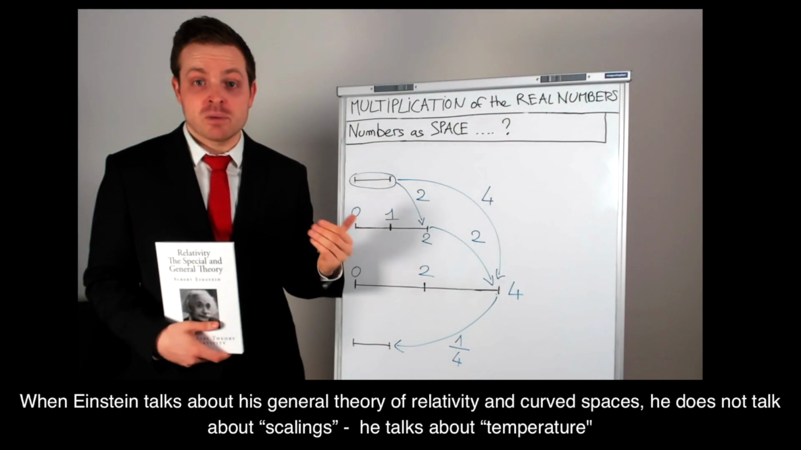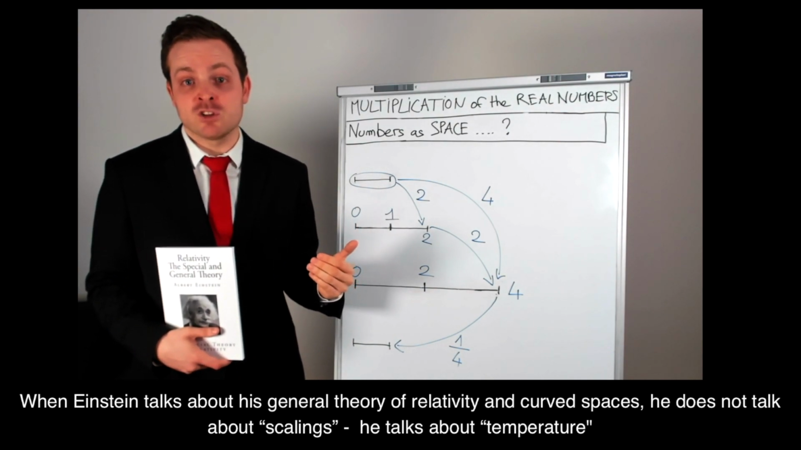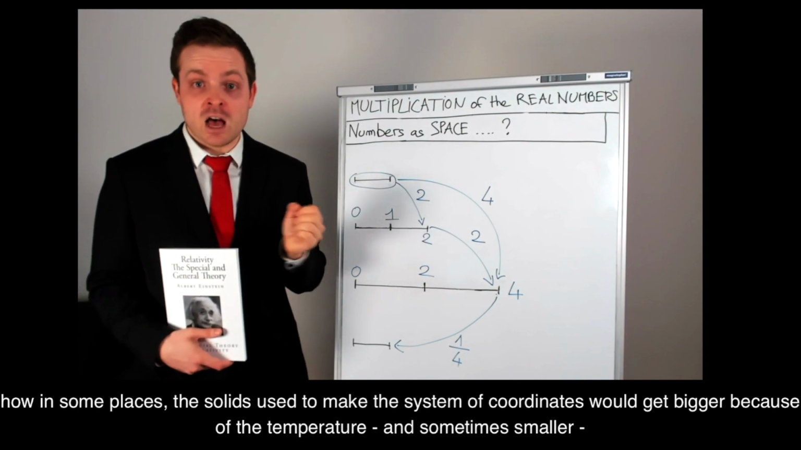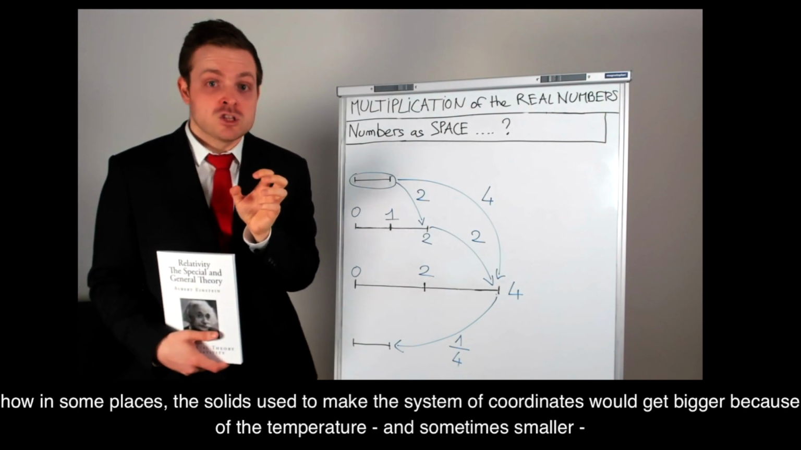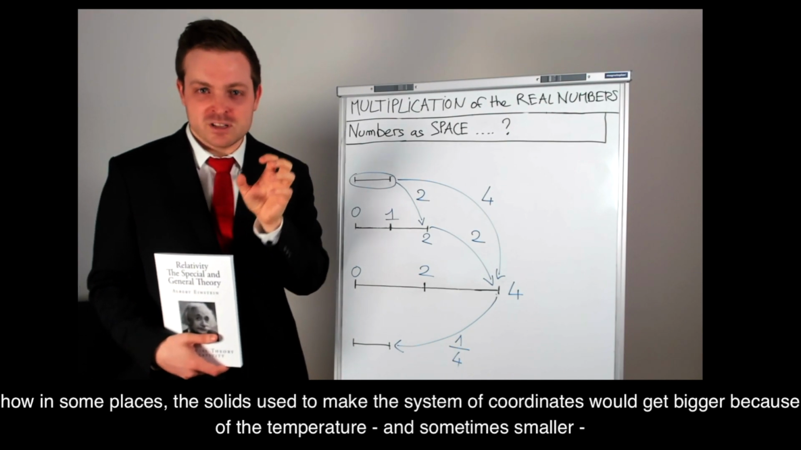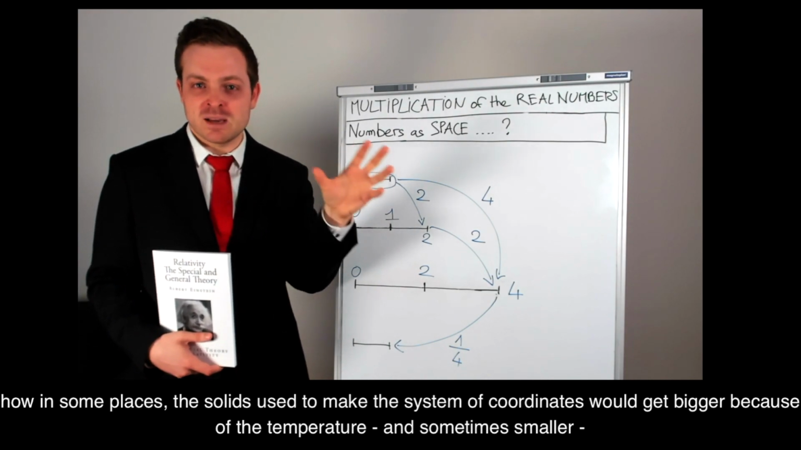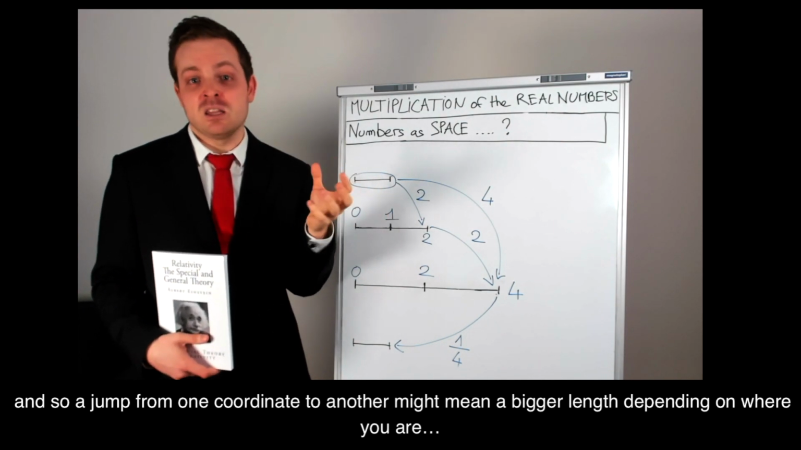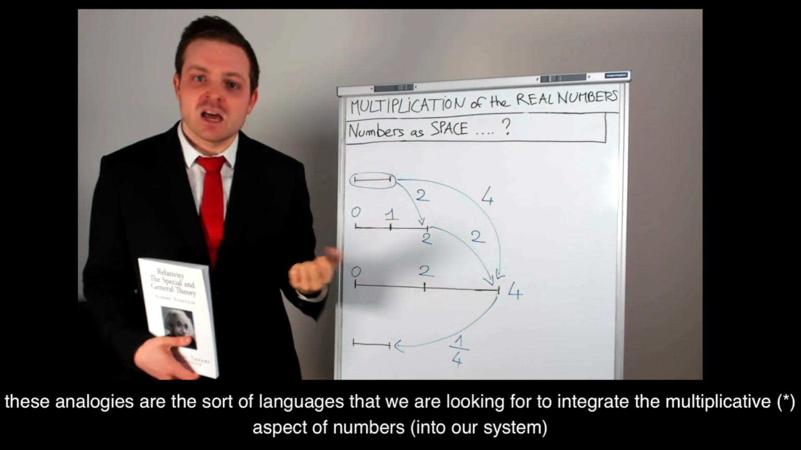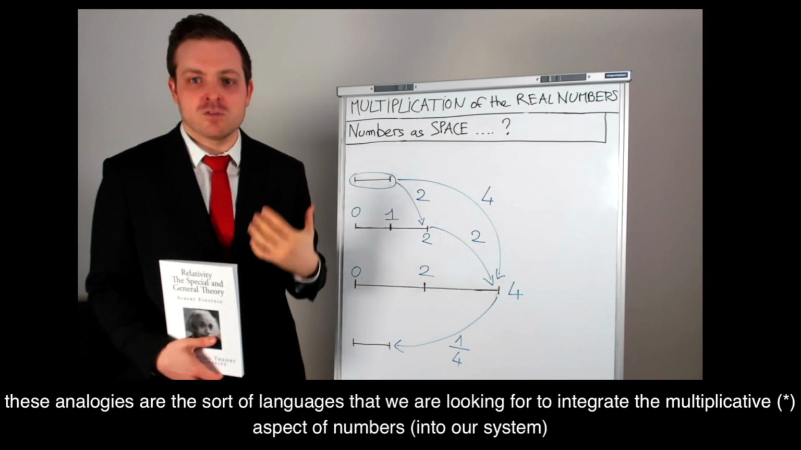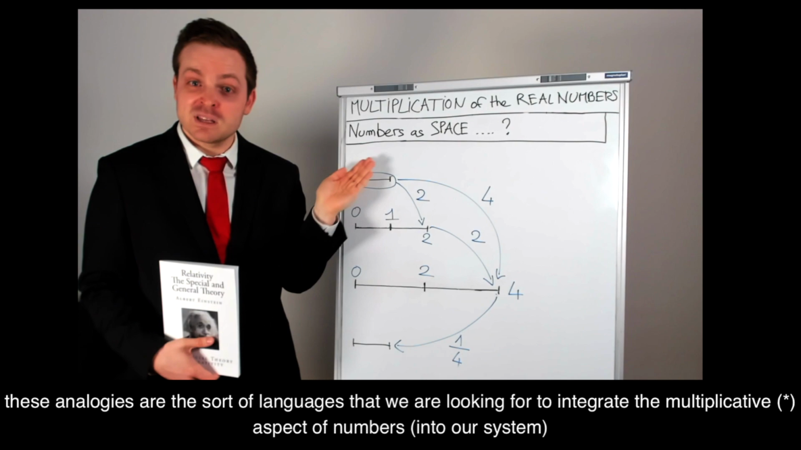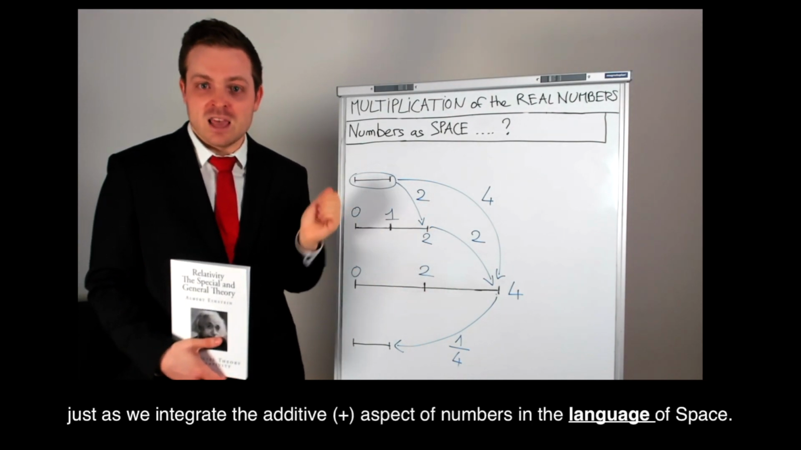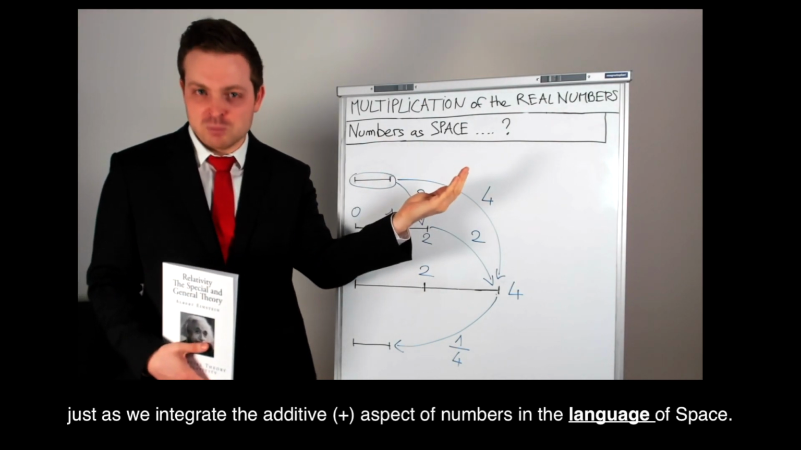When Einstein talks about his general theory of relativity and curved spaces, he doesn't talk about scalings, he talks about temperature and how in some places the solids used to make this system of coordinates would get bigger because of the temperature and sometimes smaller, and so a jump from one coordinate to another might mean a bigger length depending on where you are. These analogies are the sort of languages that we're looking for to integrate the multiplicative aspect of numbers into a system, just as we integrate the additive aspect of number in the notion of space.